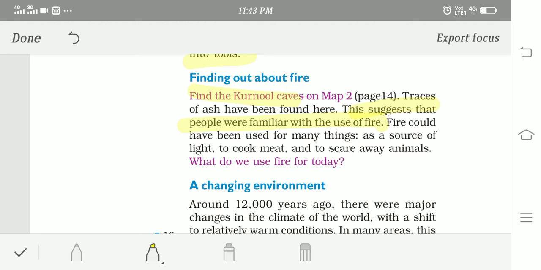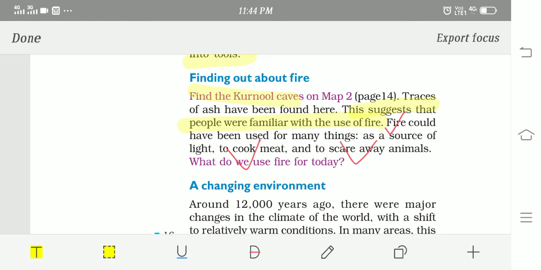They must be aware of how to light the fire and in what ways it can be used. Now, what are the different ways fire can be used? Very easy. You can see the fire could have been used for many things, as a source of light, to cook the meat, and to scare away the animals.